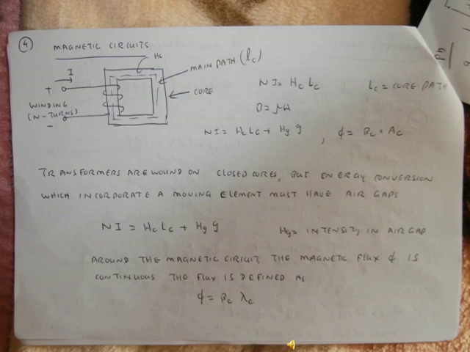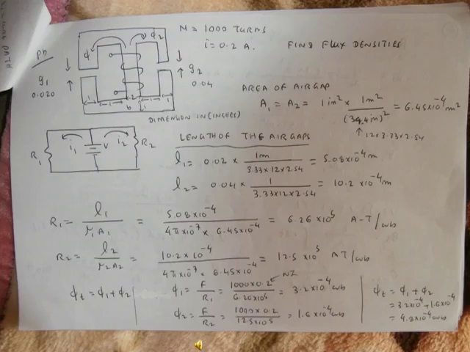Then we saw the problem. In the problem, you can see there's a magnetic core. The windings are wound on the magnetic core, with 1,000 turns, and the electric current flow is 3.2 ampere. In the magnetic core, you can also see the air gaps G1 and G2. G1 is 0.020 and G2 is 0.04. The dimensions of the magnetic core are also given in the diagram.